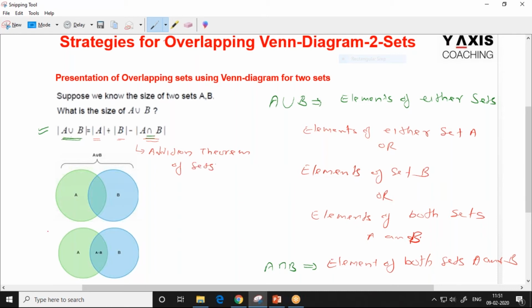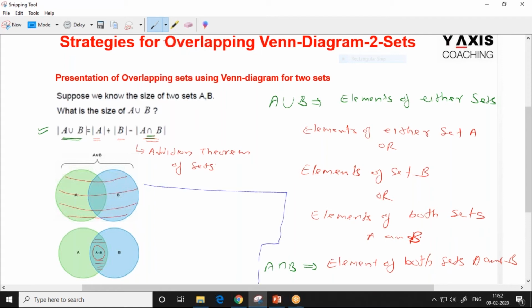In this Venn diagram, let's see which region is called A union B. The A union B region is this, from here to here to here, this complete circled region. This is called A union B. And how about the second one, A intersection B? The region which is common in both, don't pick all, the region which is common in both, that is called A intersection B.